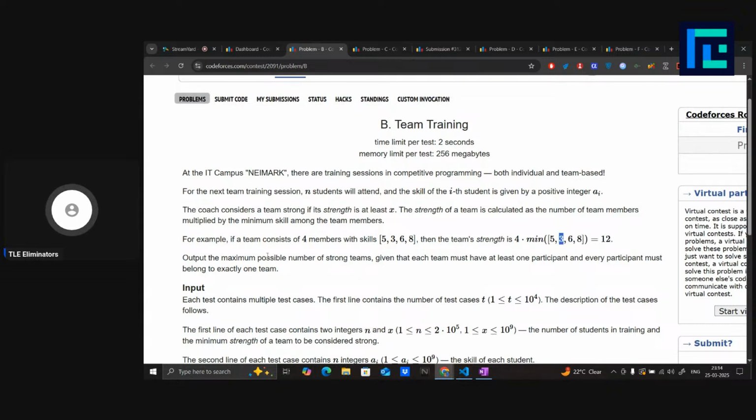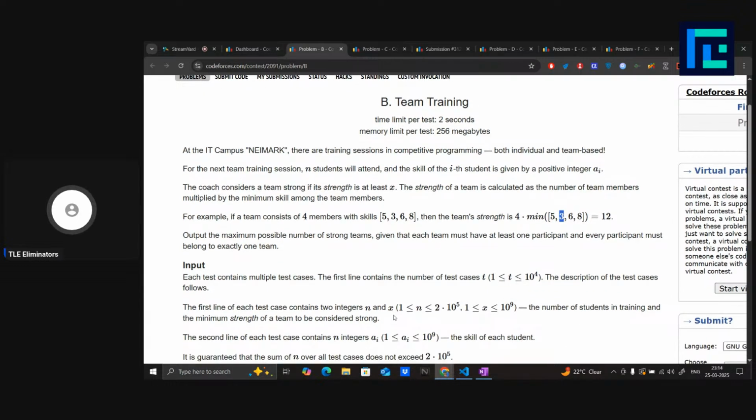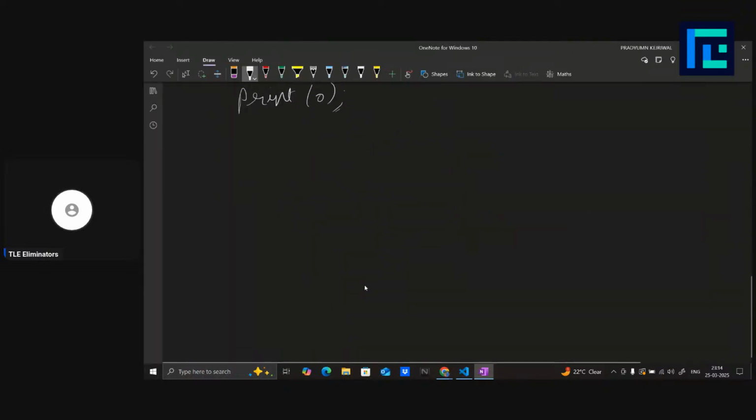Output the maximum possible number of strong teams, given that each team must have at least one participant, and every participant must belong to exactly one team. All right. So basically we have a problem which says that there are n students with skills A1, A2, A3, and so on up to AN.